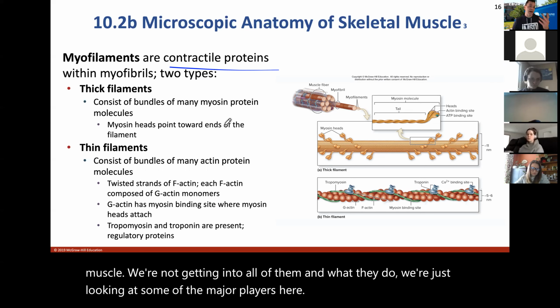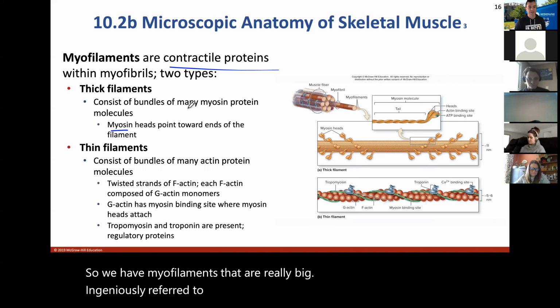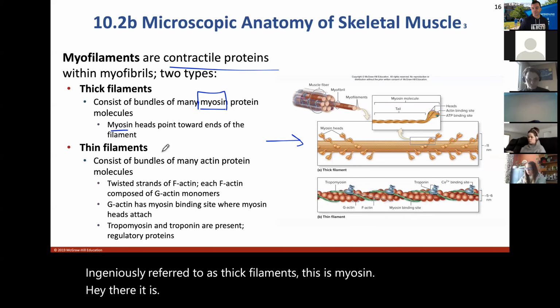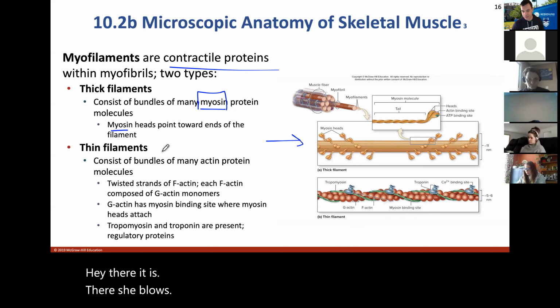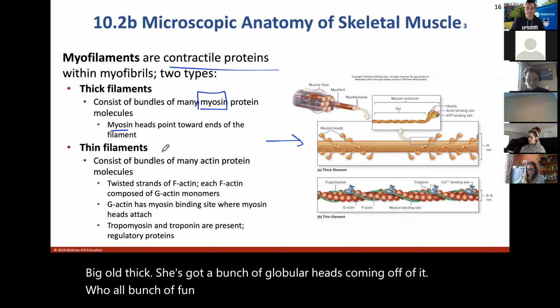So we have myofilaments that are really big, ingeniously referred to as thick filaments. This is myosin. And there it is. There she blows. Big old thick. See, it's got a bunch of globular heads coming off of it. Ooh, a whole bunch of fun stuff there.